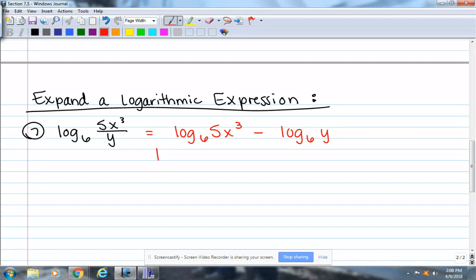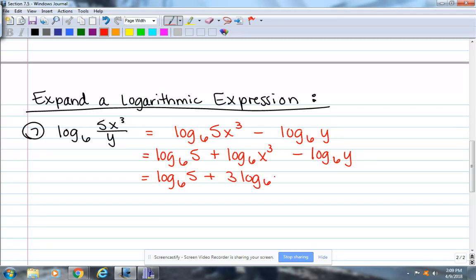So I'm going to say that is log base 6 of 5 plus log base 6 of x to the third. Then I'm going to subtract that log base 6 of y. And there's one more thing I can simplify. Do y'all know what it is? The exponent. So what do I do with an exponent? You move it to the front. So this one is log base 6 of 5 plus 3 times log base 6 of x minus log base 6 of y. Very good.